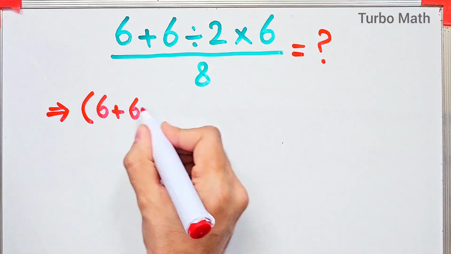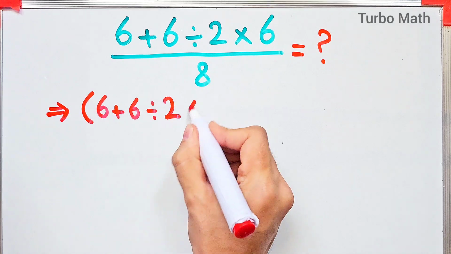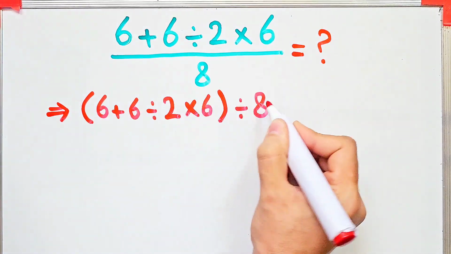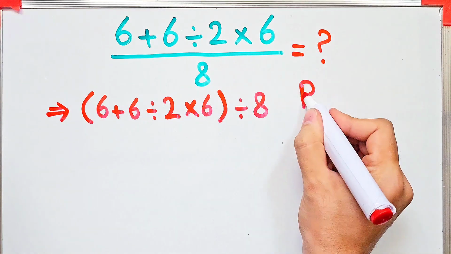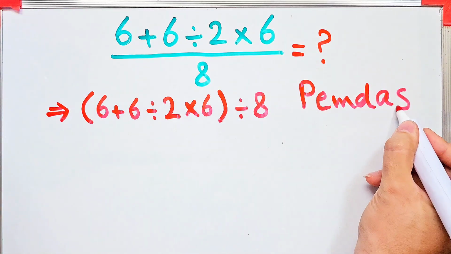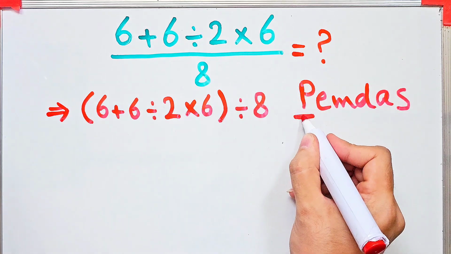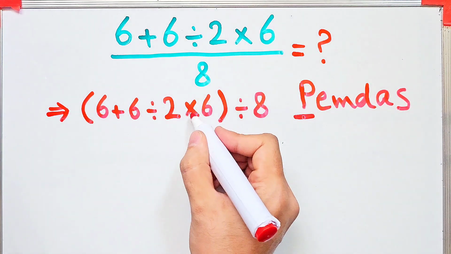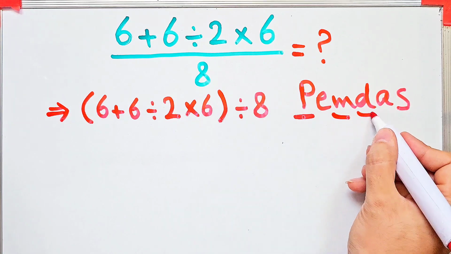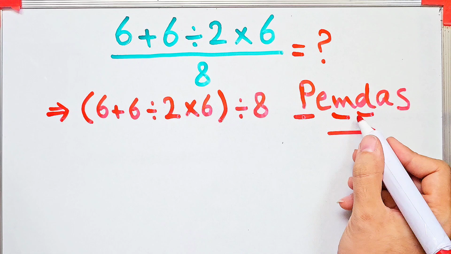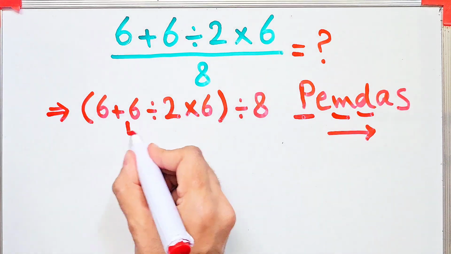First, we simplify the question. After we simplify the question, according to the PEMDAS rule, first we simplify what inside the parentheses. PEMDAS shows the priority of the mathematical operations. So, first we simplify the parentheses. Inside the parentheses we have addition, division and multiplication. When we have multiplication and division, we start from the left and simplify. So, first we do this division.